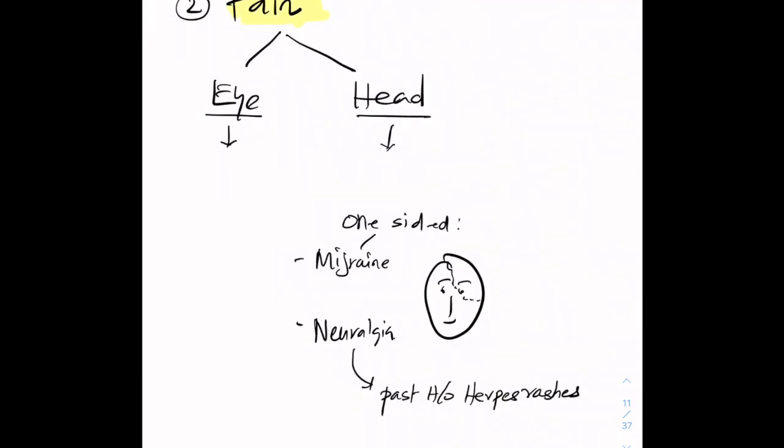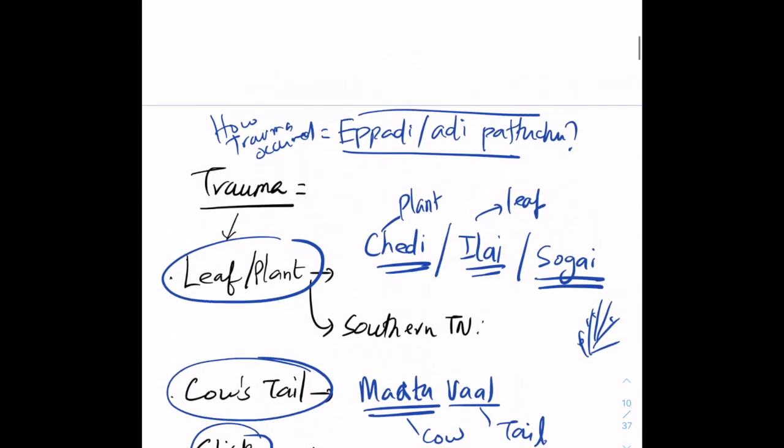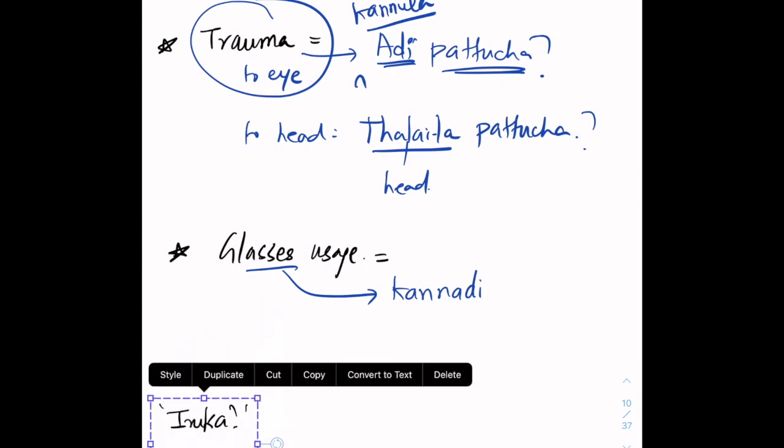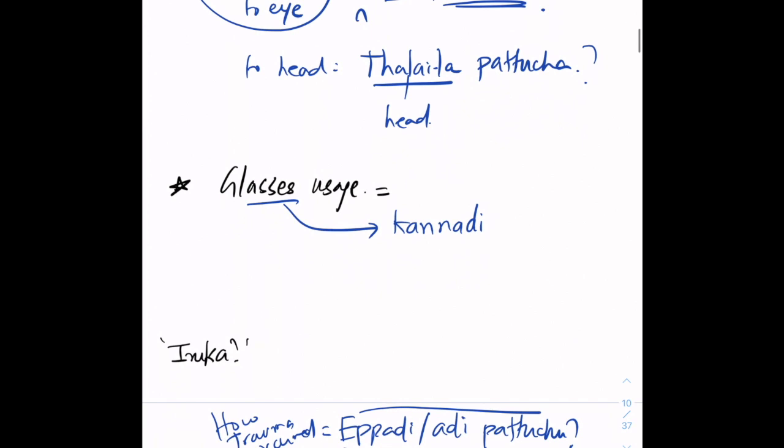The second important history is going to be pain. But before that, we'll cover glasses usage, a very common history to ask. Glass means kannadi. So kannadi is glasses. You want to ask the question, are you using glasses? You should ask it this way: கண்ணாடி யூஸ் பண்றீங்களா?